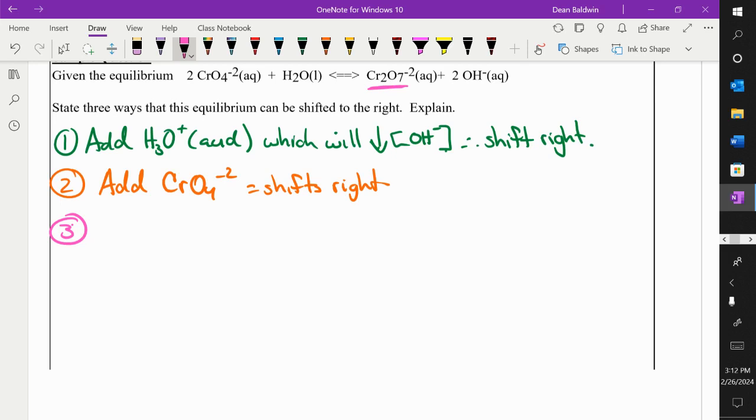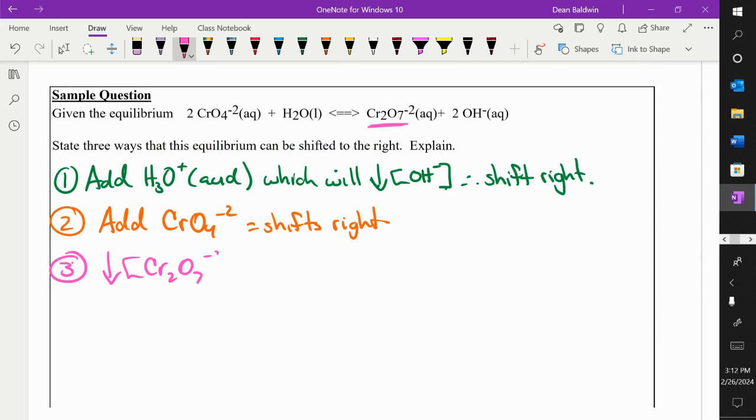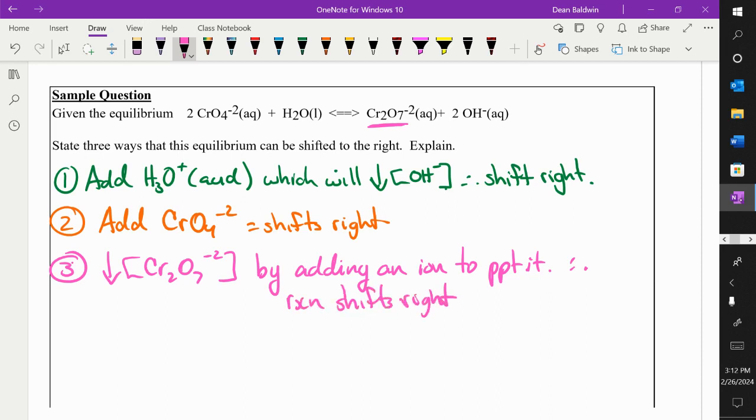Now, is that on your table? No, it's not on your table. So let's say decrease the concentration of Cr2O7 2- by adding an ion to precipitate it. Therefore, reaction shifts right. There's one other thing you could do. We've already sort of talked about it.